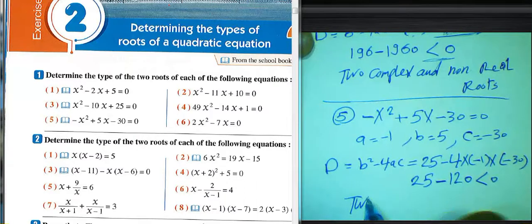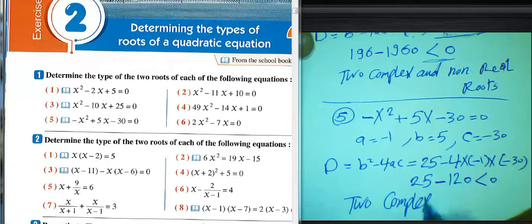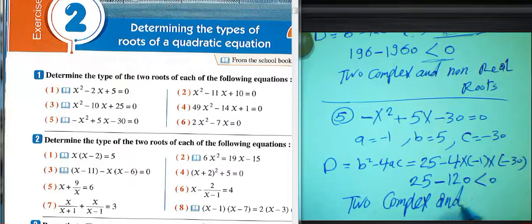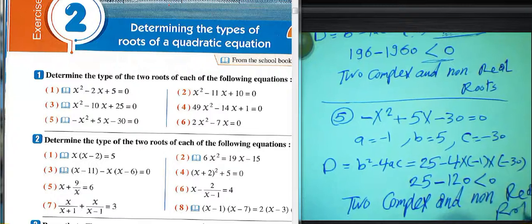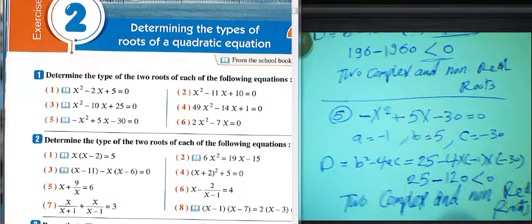We will write two complex and non-real roots. Is it okay for you?